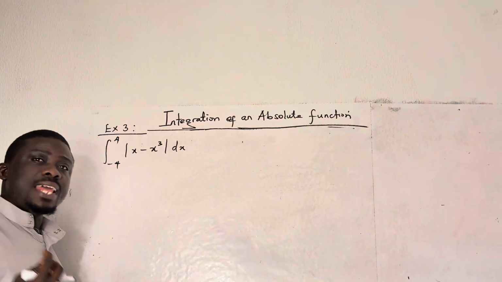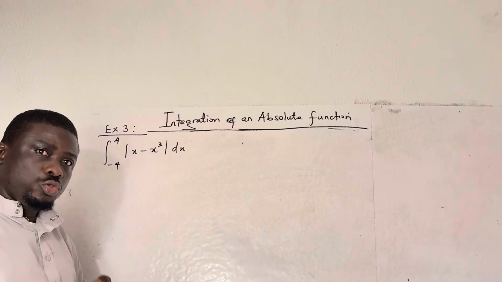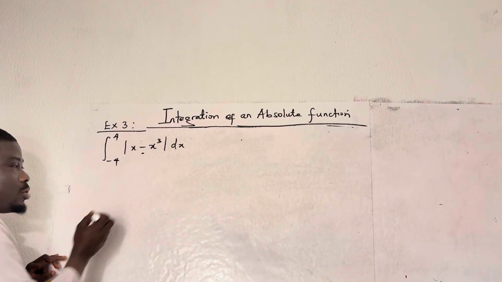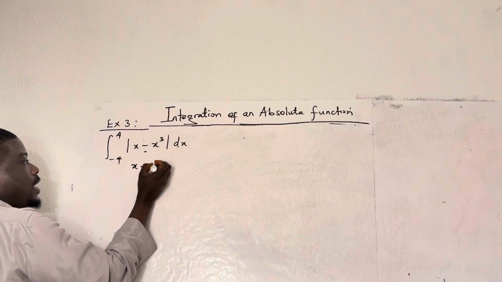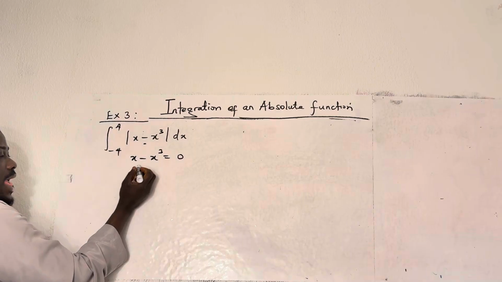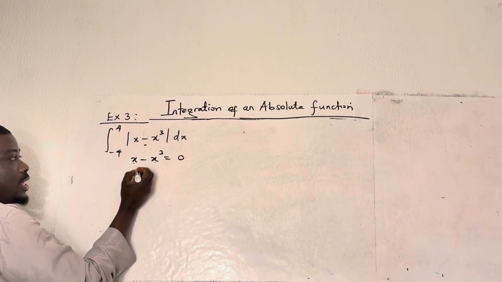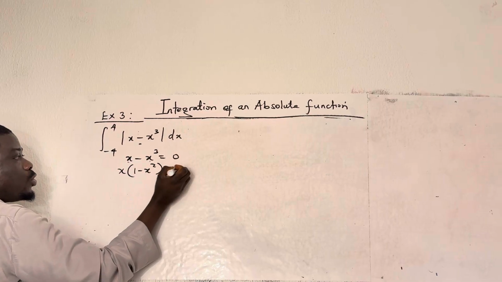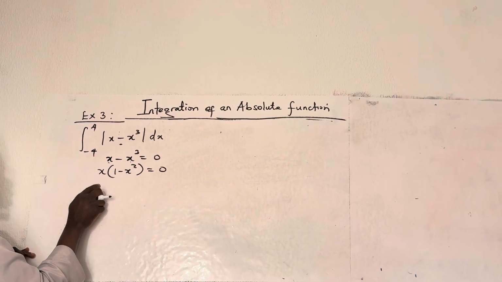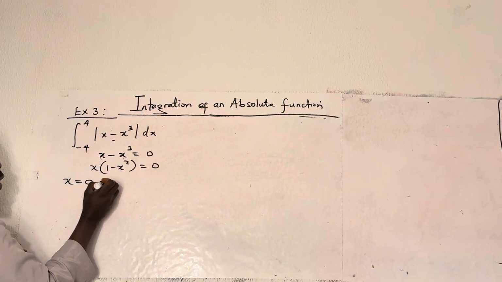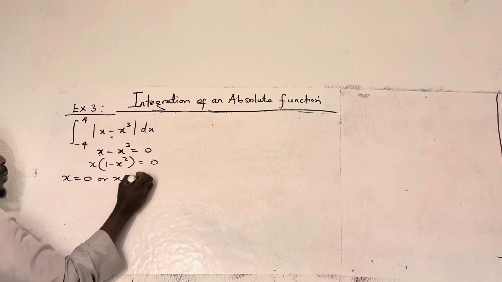As I said in example 1 and in example 2, here we equate this to be equal to 0. So we have s minus s cubed equal to 0. Then s is common to both here. We have s times 1 minus s squared equal to 0. So from here, s equals 0, or 1 minus x squared.